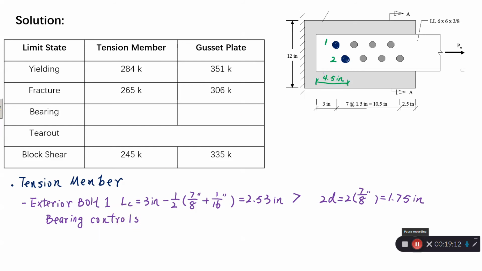Exterior bolt 2 is even farther from the edge. So I will say LC still will be greater than 2d, so bearing also controls.